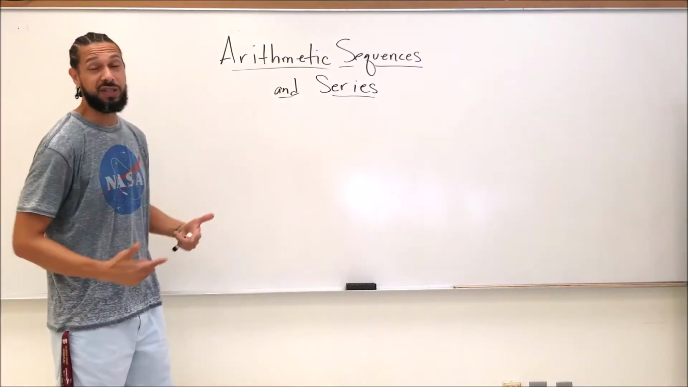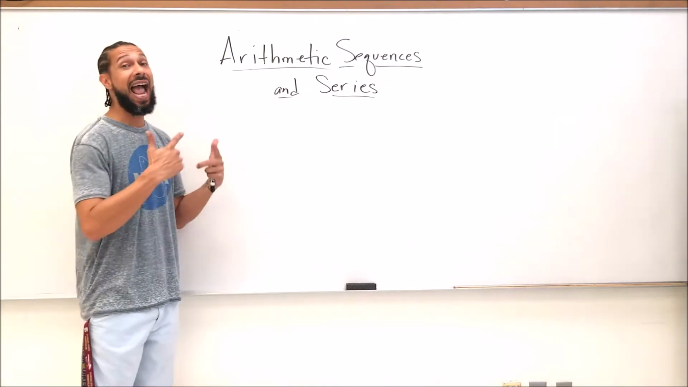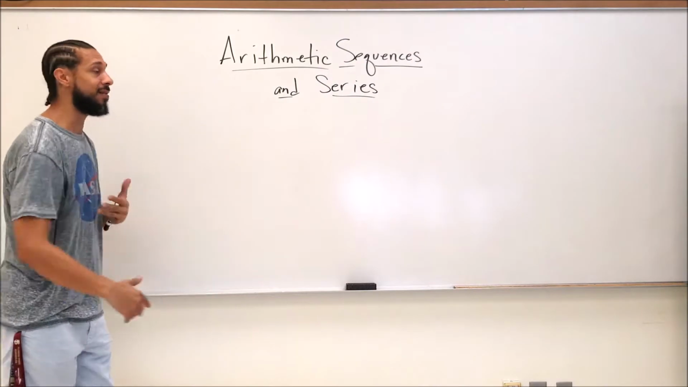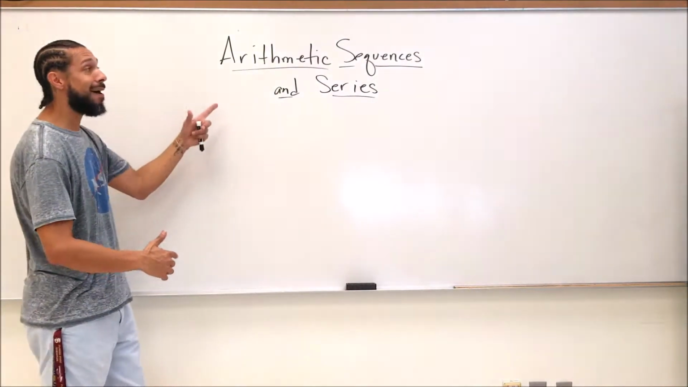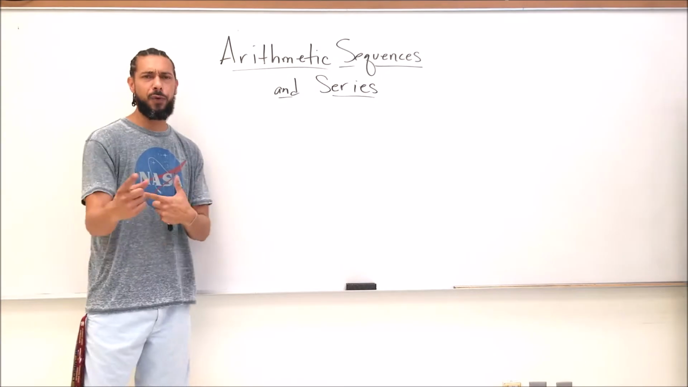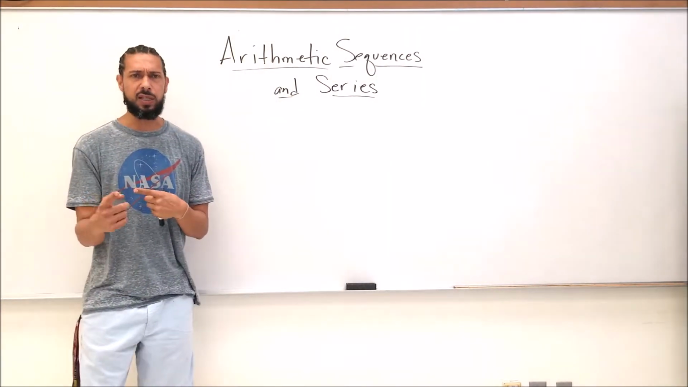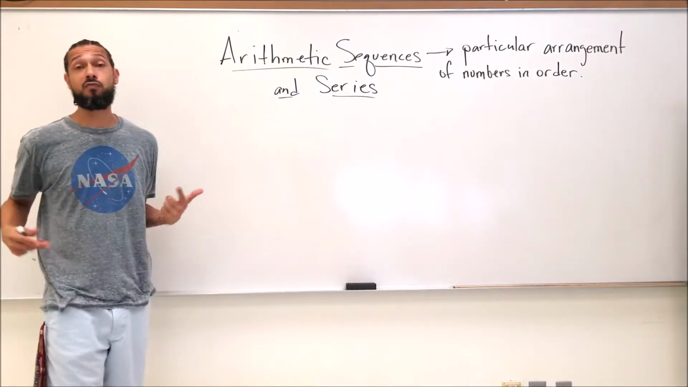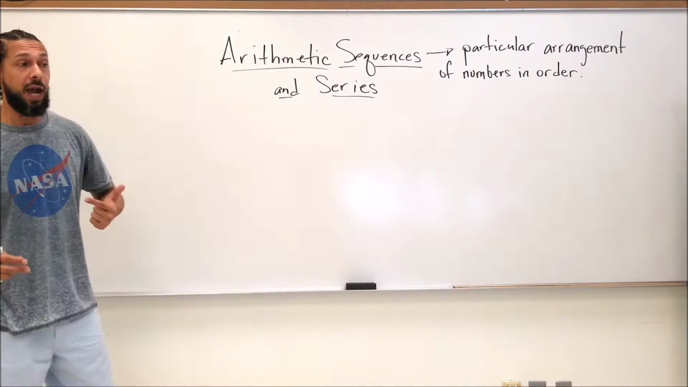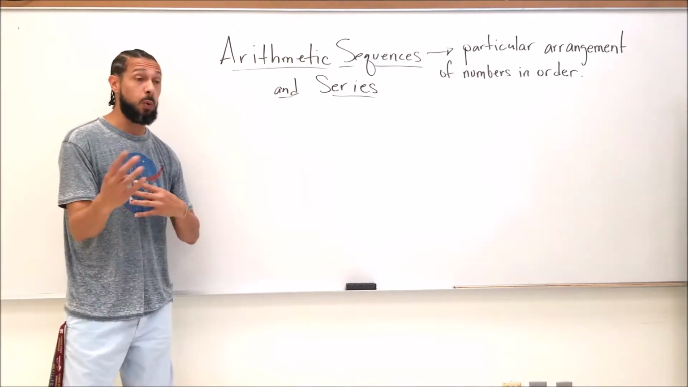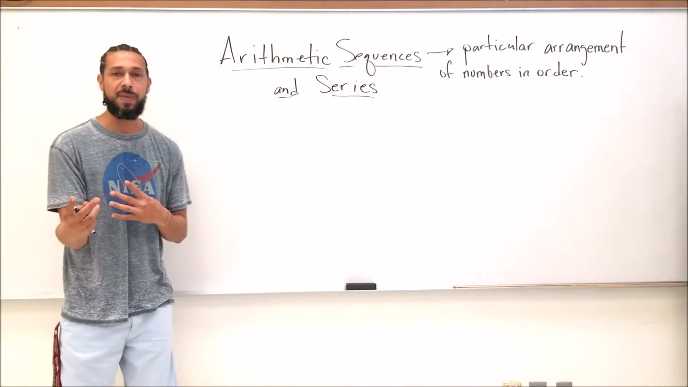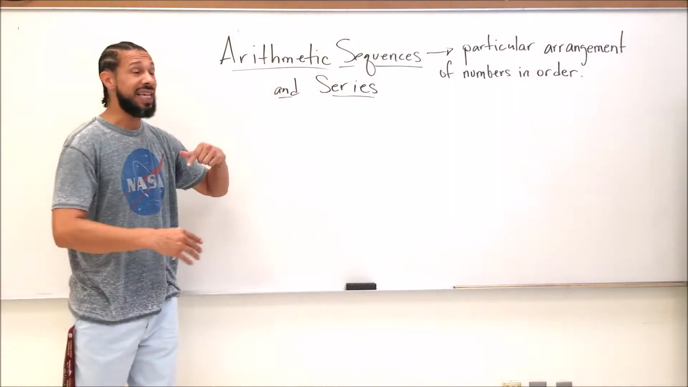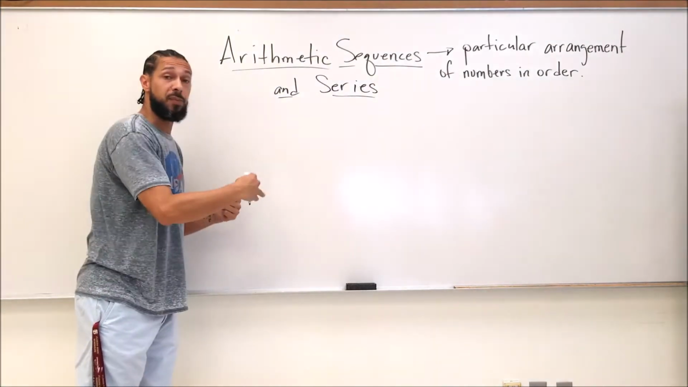Today's lesson, as you can see, is on arithmetic. I know you're used to pronouncing that "arithmetic," but in this particular instance, it's pronounced "arithmetic." Arithmetic sequences and series. Now first, let's talk about the difference between sequences and series. A sequence is a particular arrangement of numbers in an order. We're going to talk about a couple of different types of sequences, and the types are different in the way that you get to the next number. We'll get to that in a second, but a sequence is that particular arrangement of numbers in an order.